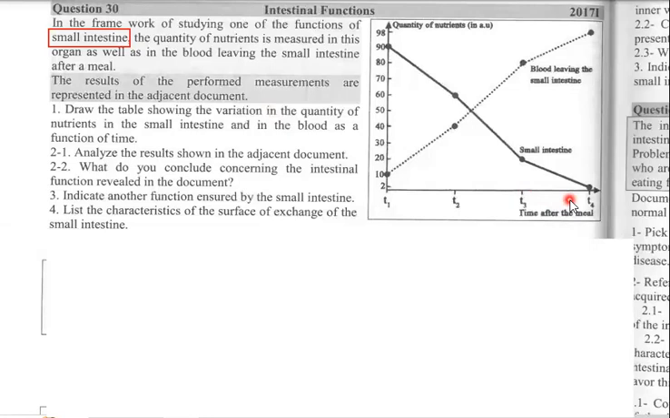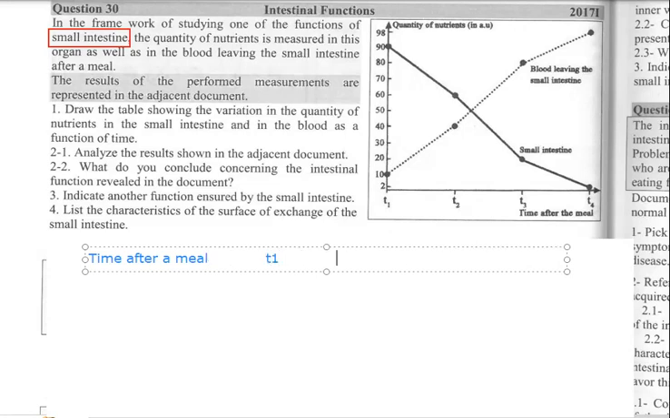Always, the variable found on the x-axis, on the horizontal line, we put it in the first row of a table. So the first row must show the time of the experiment. So in the first row, we will see the time after a meal, and we have 4 times: T1, T2, T3, and T4. Okay?